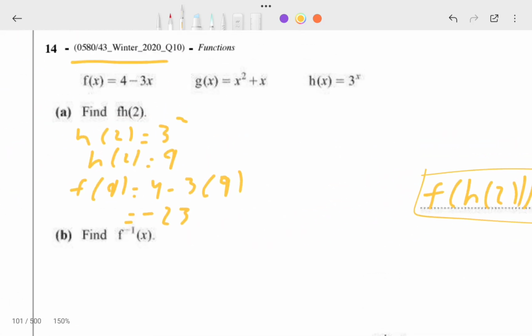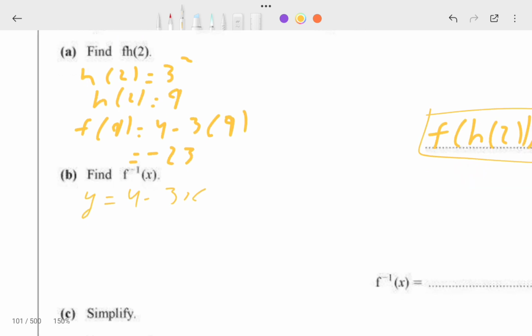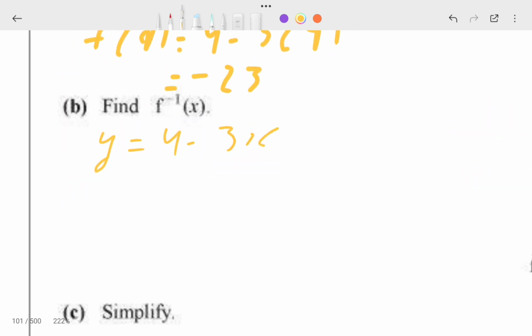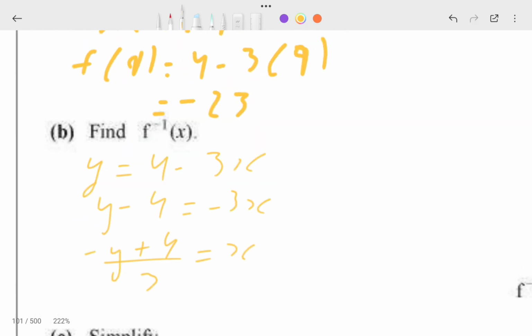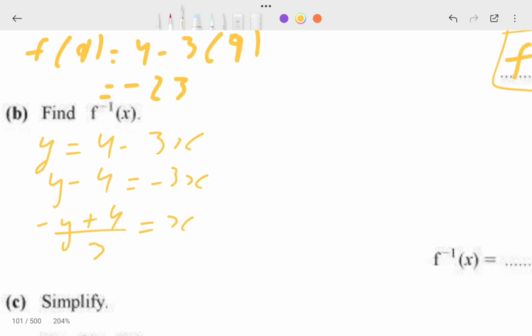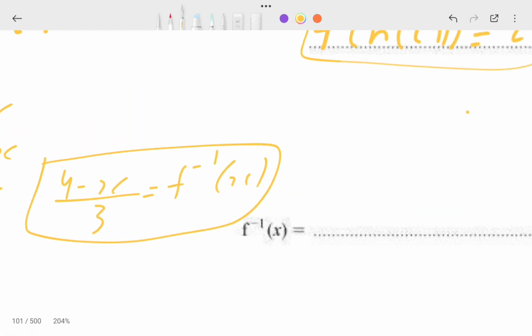Find the inverse of function f. So f(x) is 4 minus 3x. First I will make x the subject. So y minus 4 is equal to minus 3x, and x is equal to (4 minus y) divided by 3. Now I will replace y with x and x with f inverse of x. So the answer will be f inverse of x is equal to (4 minus x) over 3. So our answer is (4 minus x) over 3.